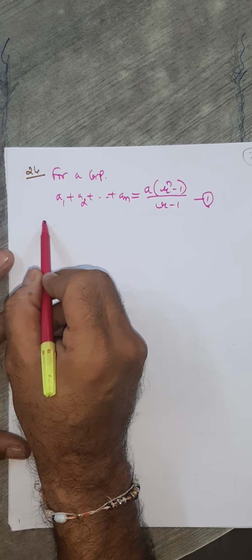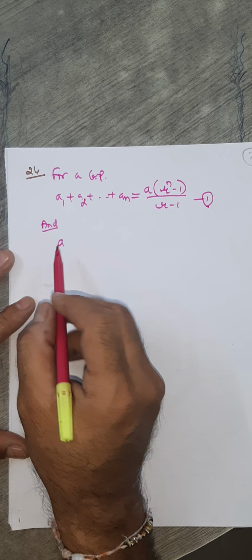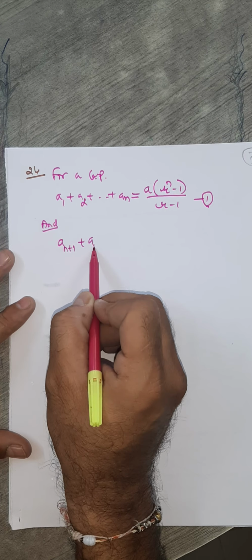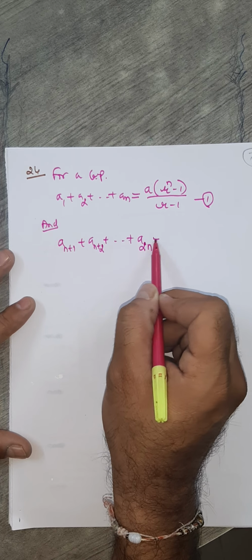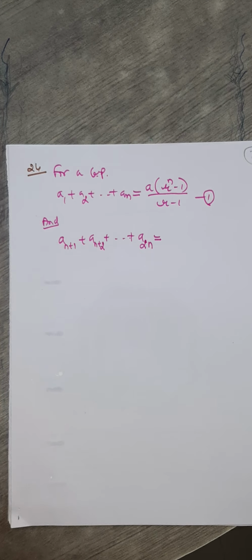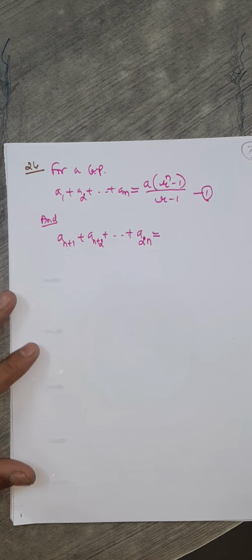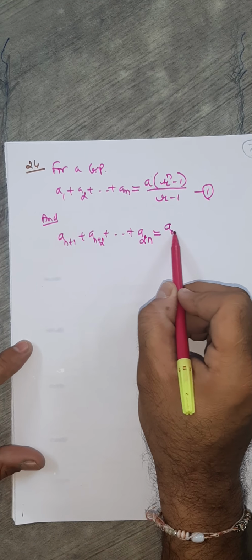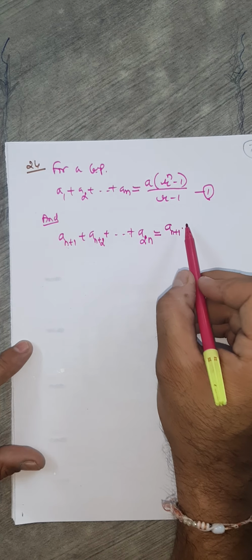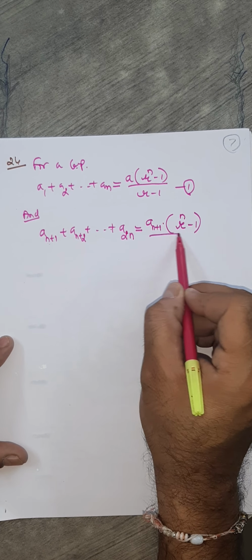Fine. And now the next n terms, please read the question. Sum of the terms from n plus 1: a(n+1) plus a(n+2) and so on up to a(2n). Right. These are again how many terms? N terms, remember. Number of terms equals n. Here also you can see number of terms equals n only. Here a means the first term, which is a(n+1), into the common ratio, so it is the same, r. Number of terms is also the same, r raised to n minus 1 upon r minus 1.